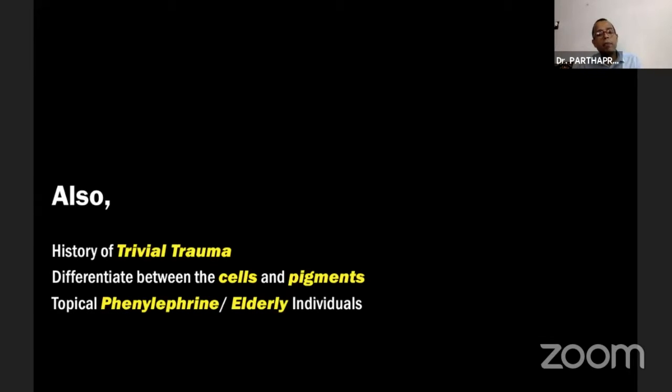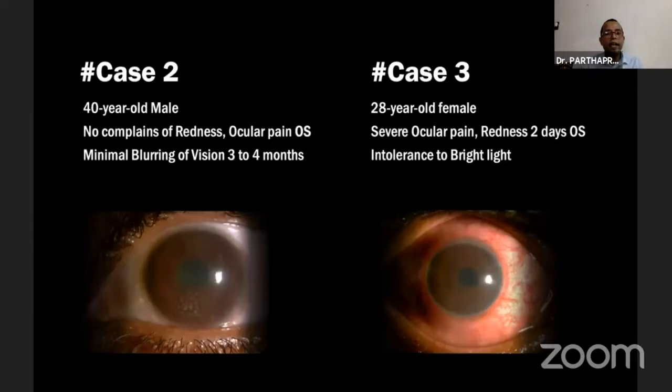Also, you have to remember to take the history of trivial trauma. Sometimes even a fingernail injury can cause some kind of pigment release or mild to moderate anterior uveitis. So it's very essential to differentiate between the cells and pigments in slit lamp. Also remember that the topical phenylephrine, which we often use with our mydriatic drops, can cause pigment release, especially in elderly individuals. There may be a lot of pigments when you dilate them after a long time. So you have to differentiate between the cells and pigments before you call it a case of anterior uveitis.